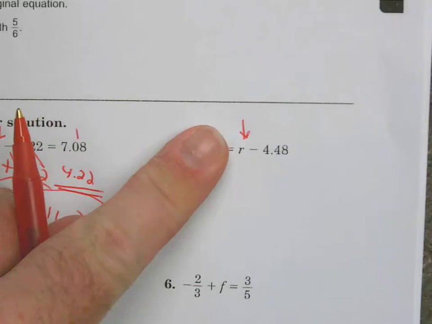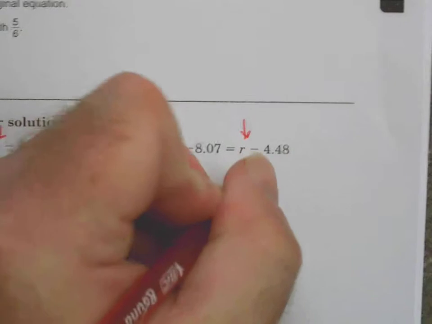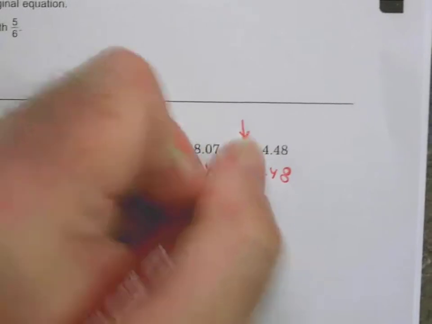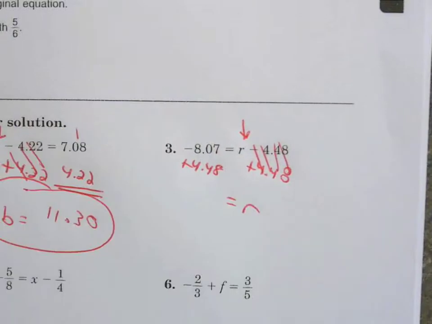Who can raise their hand and tell me how do I get rid of a minus 4.48? Yeah. I add 4.48. Now, here's the thing that gets people confused. This cancels out, and I get R. You can have R at the end. That's not a problem. It's like saying your last name first. Who cares? Now, I have a positive negative.